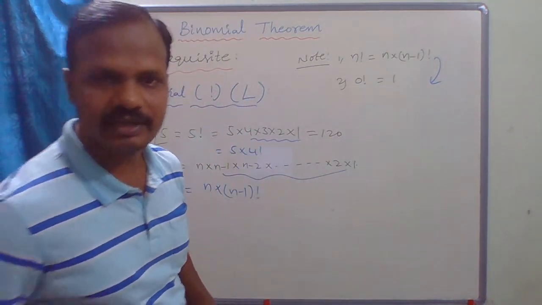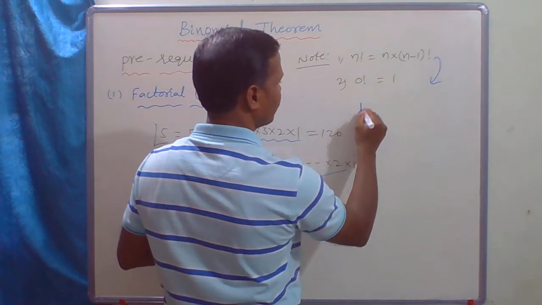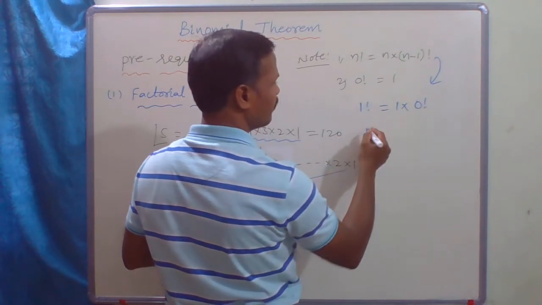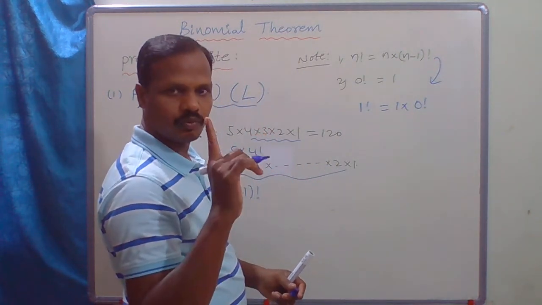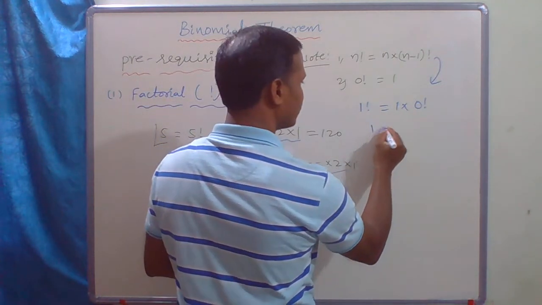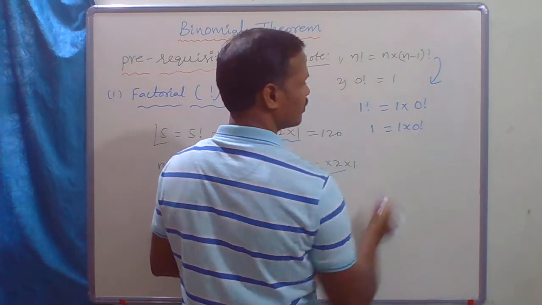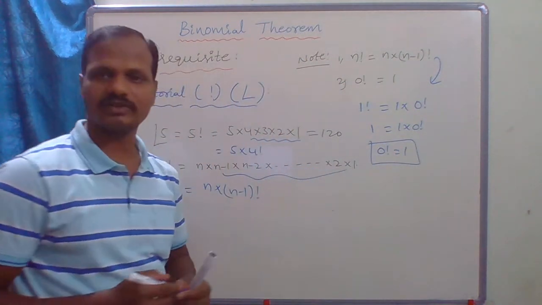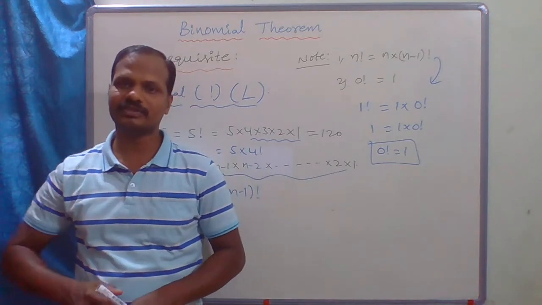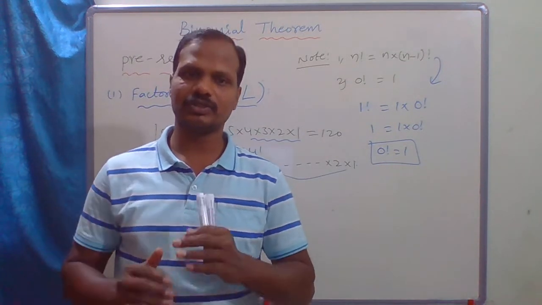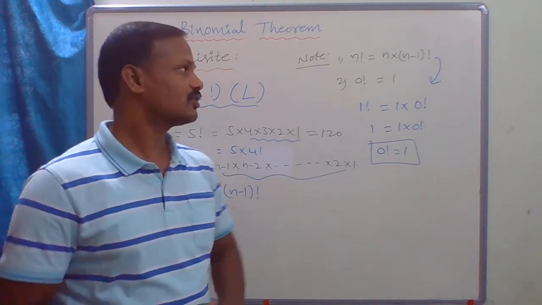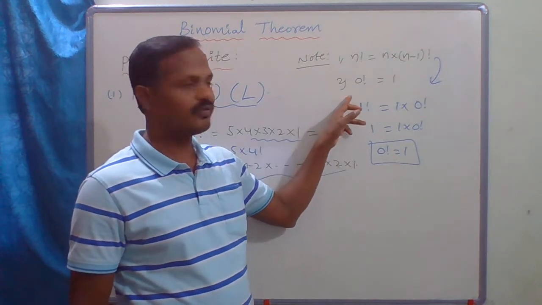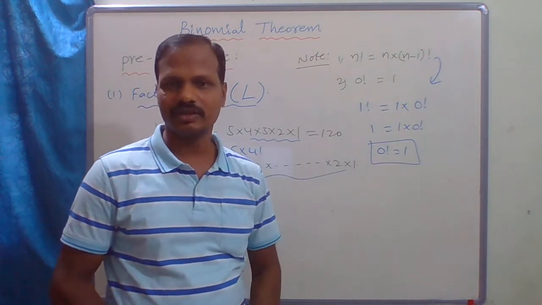if you substitute n equal to 1 in this result, 1 factorial equal to 1 into 1 minus 1, 0 factorial. 1 factorial means the product of one natural number, which is 1, equal to 1 into 0 factorial. So 0 factorial equal to 1. But the actual proof depends on beta functions, which you will learn in higher studies. So the results are n factorial equal to n into n minus 1 factorial, and 0 factorial equal to 1. Remember that.